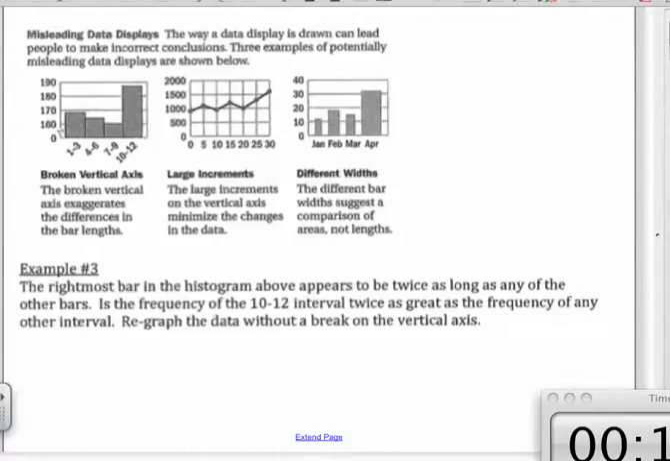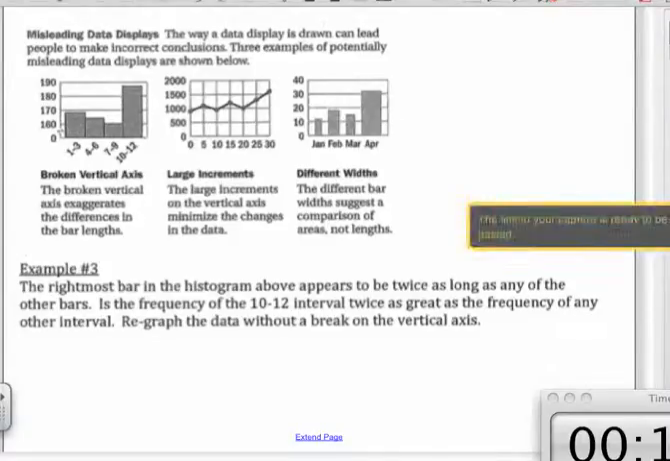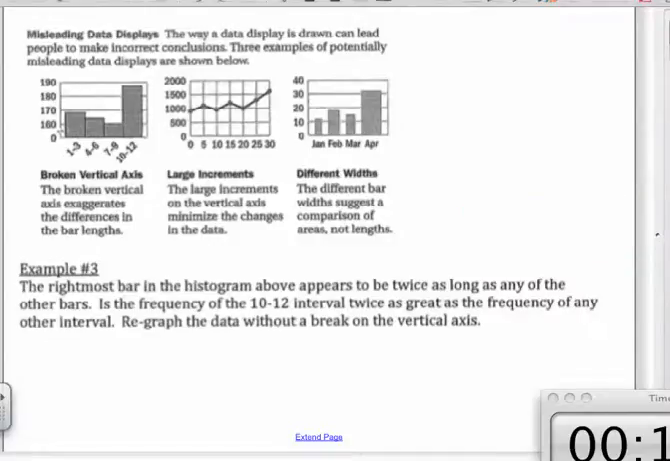Okay, guys. For example number 3, we've got some data that we want to talk about here just before we get started. It says misleading data displays. The way a data display is drawn can lead people to make incorrect conclusions. Three examples of potentially misleading data displays are shown below, and you've got them on your notes.